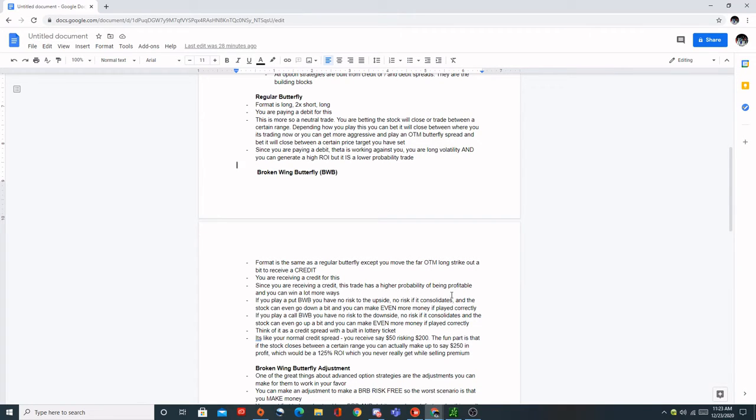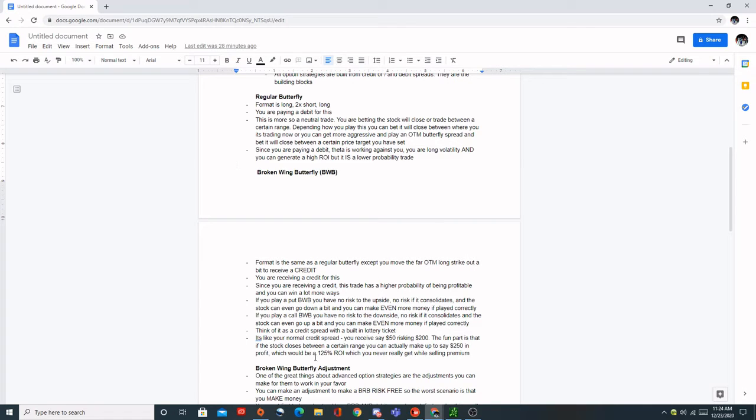If you play a put broken wing butterfly, you have no risk to the upside, no risk if it consolidates, and the stock can even go down a bit and you can make even more money if played correctly. If you play a call broken wing butterfly, you have no risk to the downside, no risk if it consolidates, and the stock can even go up a bit and you can make even more money if played correctly. Think of it as a credit spread with a built-in lottery ticket.